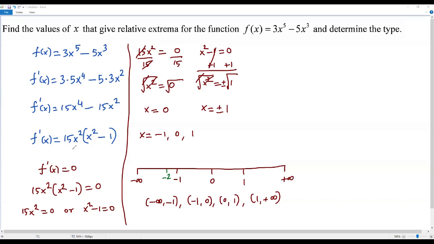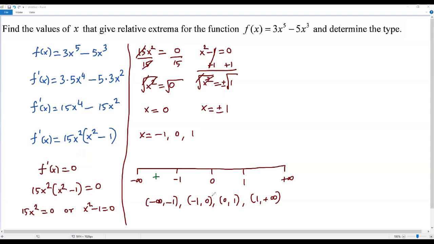When I plug in x equals -2 over here, since it's squared, -2 the whole square will become +4. That is 15 times +4. When I plug in -2 for this x square, it will become 4, and 4 - 1 is 3. So here 15 is positive, 4 is positive, 3 is positive. Since all the three values are positive, the product is also positive. So in the first interval, -infinity to -1, the sign of f prime of x is positive.